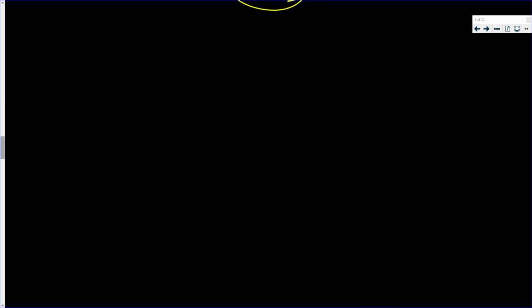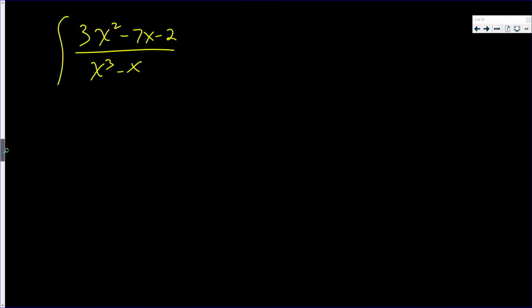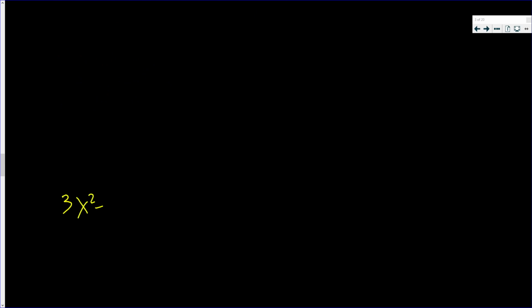What if you have this problem? The integral of 3x squared minus 7x minus 2 all over x cubed minus x. So we have 3x squared minus 7x minus 2 over x cubed, I'll fix that, minus x.